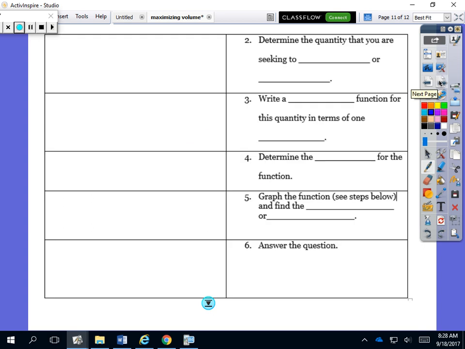Now we have to determine what we're trying to maximize, either maximizing or minimizing. Okay, we're going to maximize volume. So volume, remember, is the area of the base, which is the length times the width, times the height of the object. So write a polynomial for that quantity in terms of one of the variables.